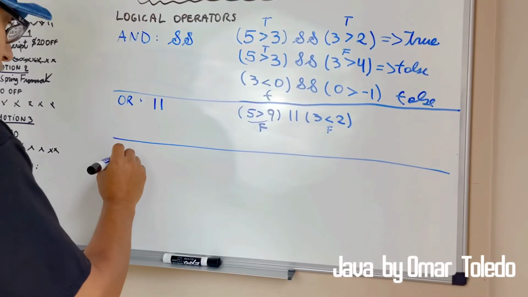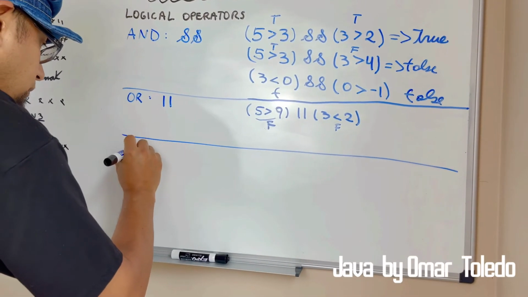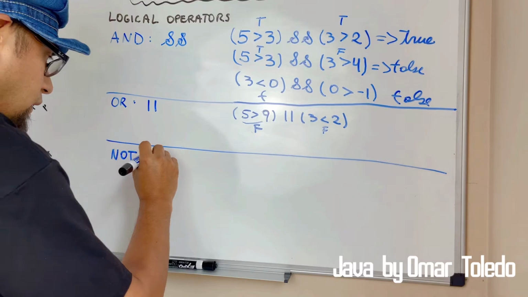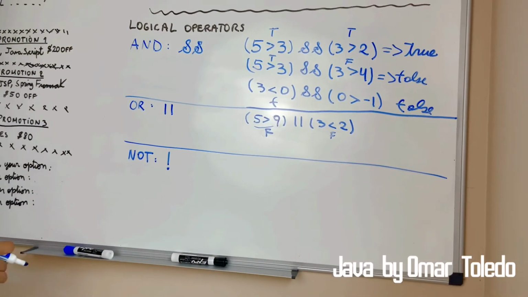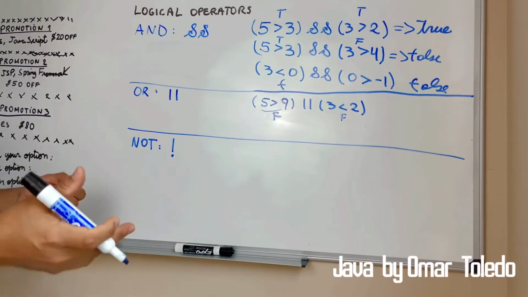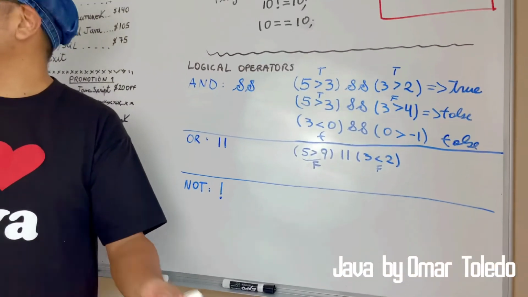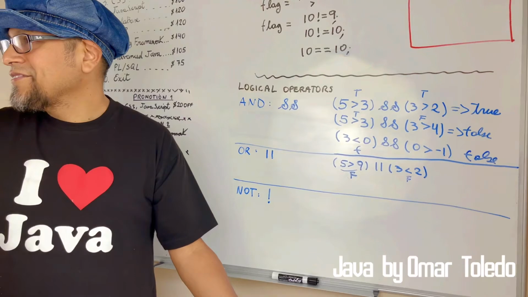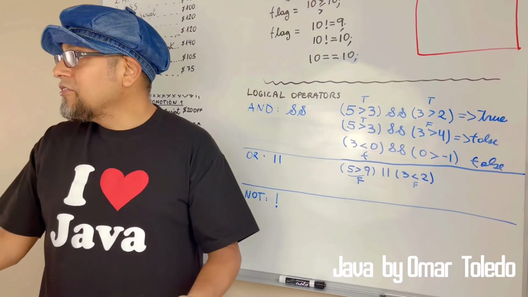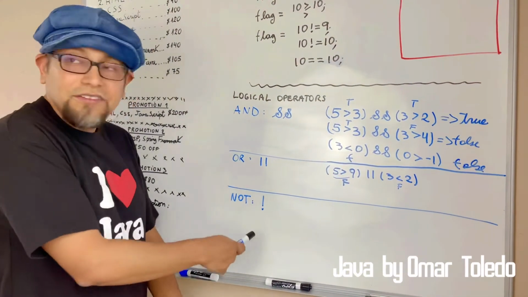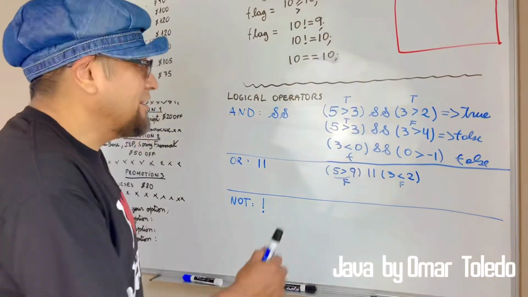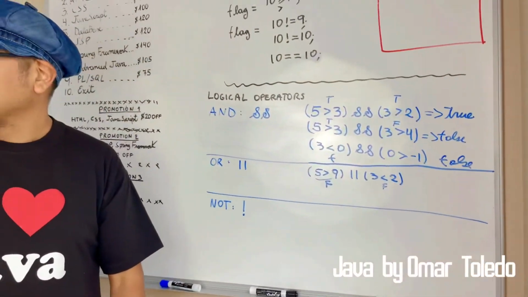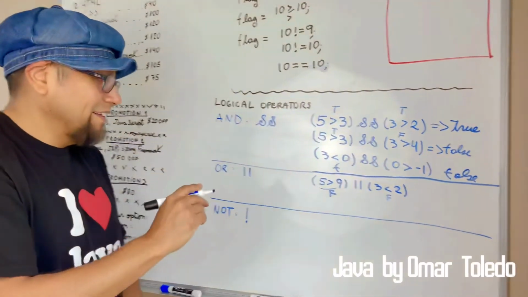Perfect. So now let's do the NOT. The NOT operator, or reverse. What happens with the NOT? It's going to just negate the operation. Negate. If something is true and you put the NOT, it's going to be false. If something is false, it's going to change. So even though it can be true, if it has a NOT, an exclamation mark, it would be false. Look at this example.